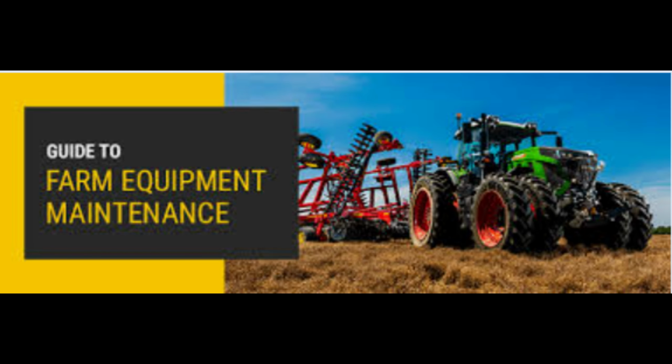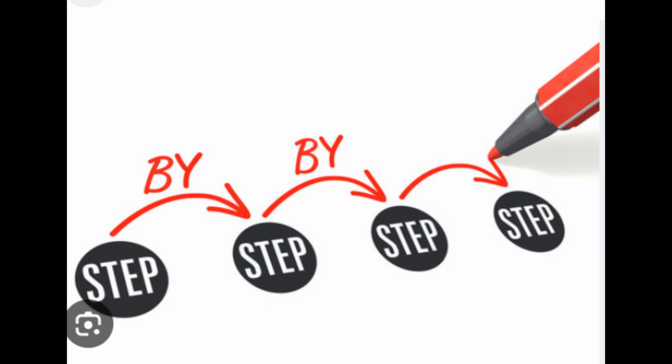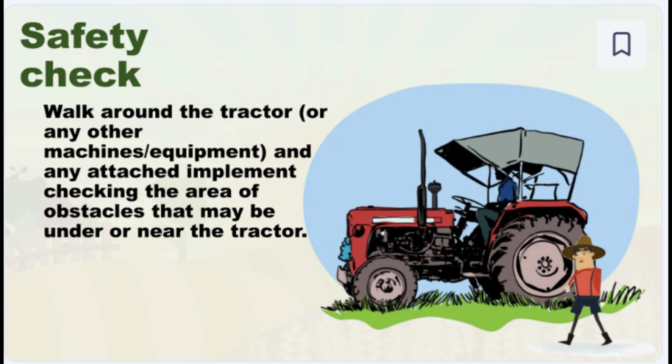Now that we're done with the common causes of equipment failure, we're going to tackle fixing tractors, tools, and other equipment for farm implements. First, we're going to learn step by step how to do tractors. First, we will need to know about the safety check. We need to walk around the tractor and any attached implement, checking the area for obstacles that may be under or near the tractor.